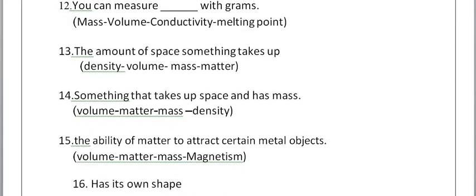Okay, number 12. You can measure what with grams? Grams or kilograms is mass. We can measure ourselves with grams or kilograms. Okay, so this one is grams or kilograms.